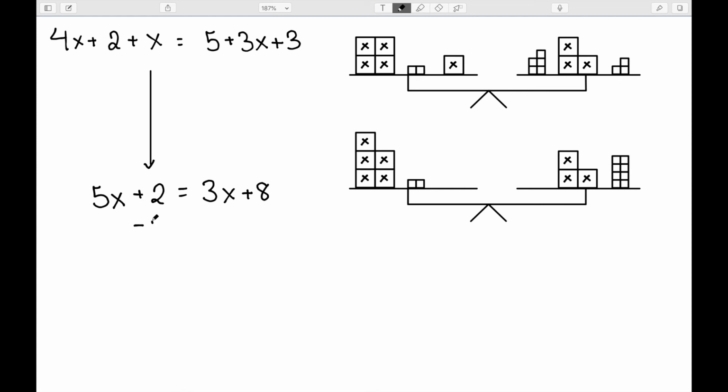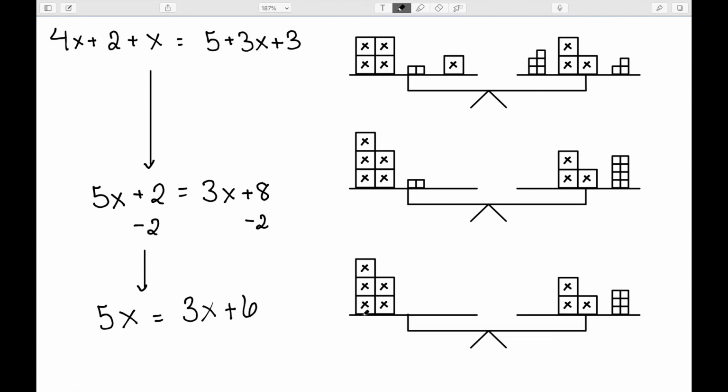We then might want to take away 2 from each side. In equations, that would be a 5x on the left. On the right, 3x plus 6. On my pan balance, that would be the equivalent of removing 2 of the 1s from each side.